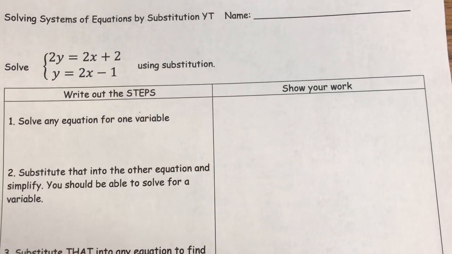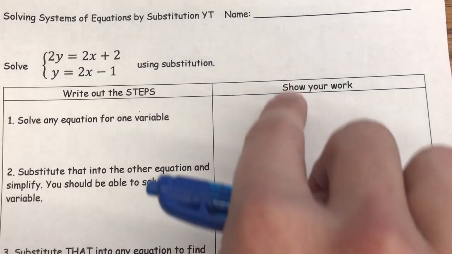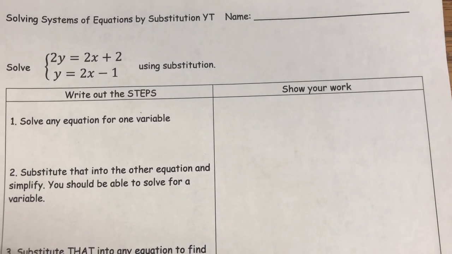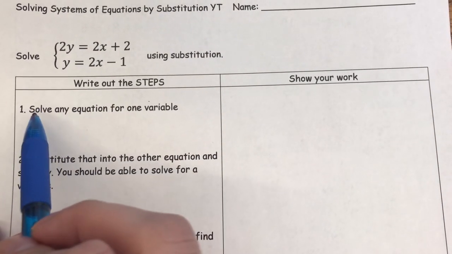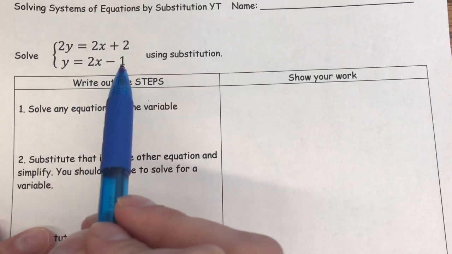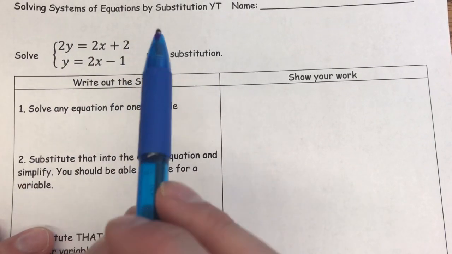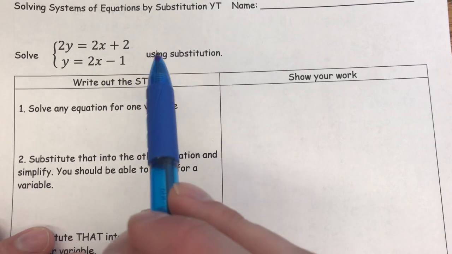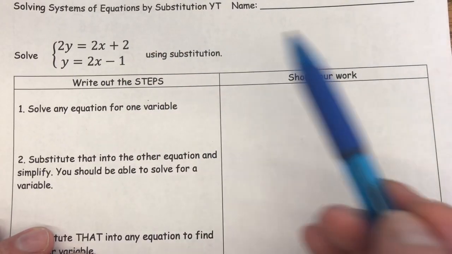Here are my steps on the left. I'm going to follow my steps as I do the problem on the right. Step number 1: solve any equation for one variable. What that means is you have 2 equations here, and you need to make sure that one of them is either x equals or y equals, and if it's not, then we make it that way.